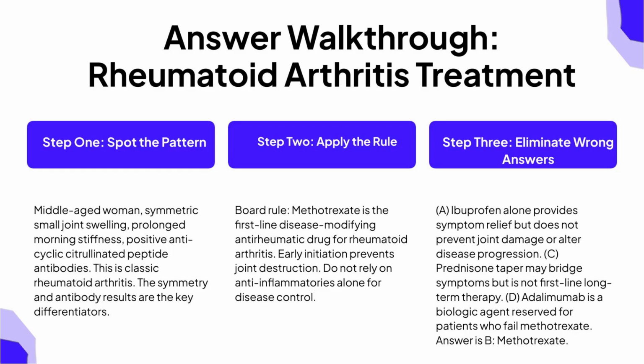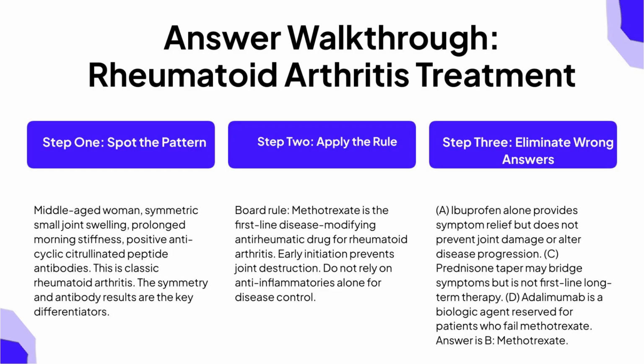Step 2, apply the rule. The board rule you must memorize is: methotrexate is the first-line disease-modifying anti-rheumatic drug for rheumatoid arthritis. Early initiation prevents joint destruction. Do not rely on anti-inflammatories alone for disease control.